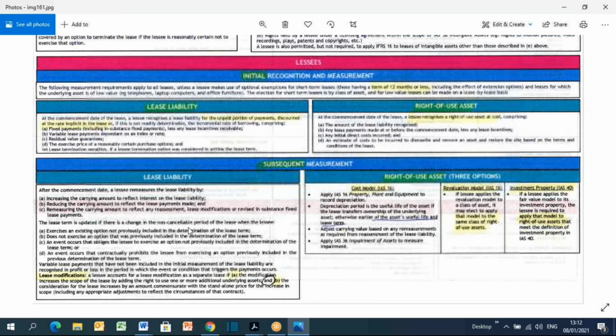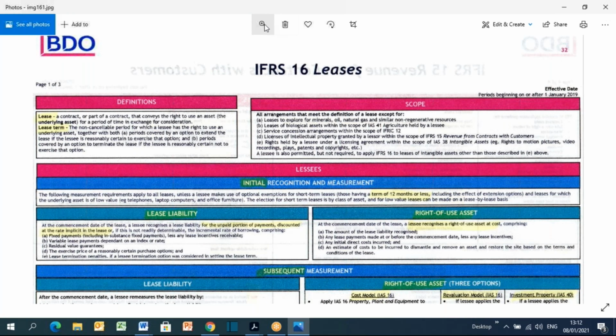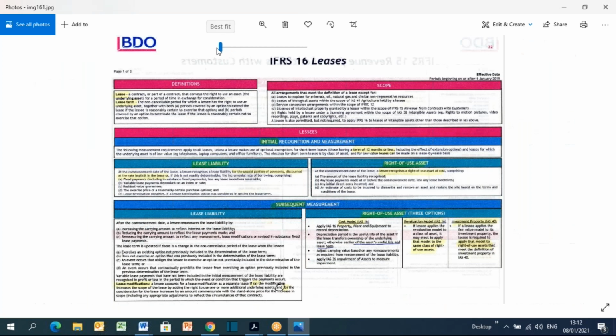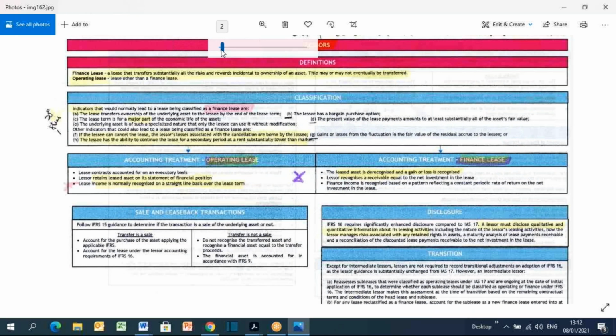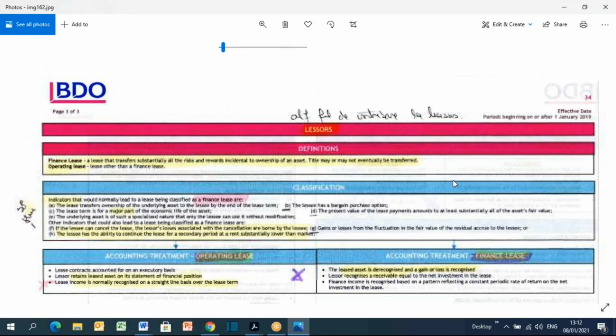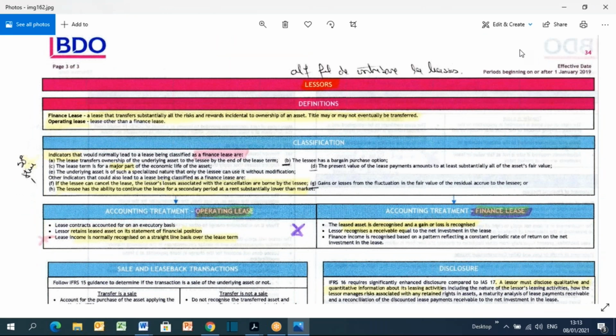Again, the subsequent measurement: what is a lease liability, the right of use asset, and whether you use the cost model, the revaluation model, or the investment property model. So again, an important standard. And if we move on to the next bit, always remember that a question about leases can be asked from both sides, the lessee or the lessor. So don't mix these up in the exam.